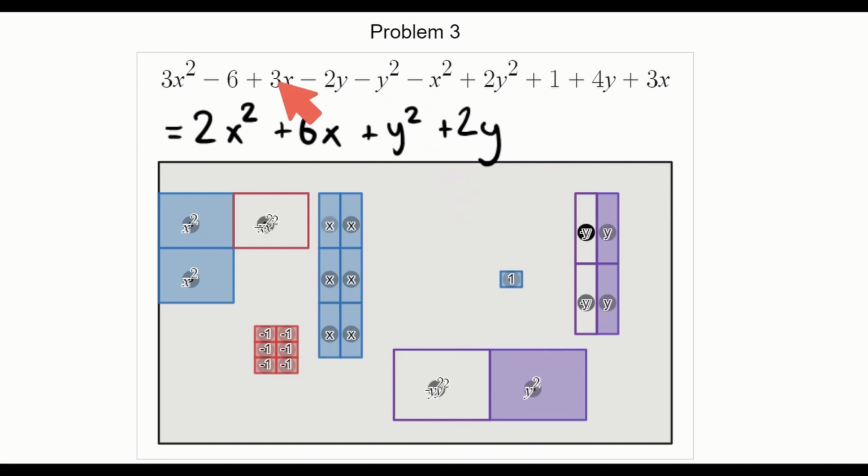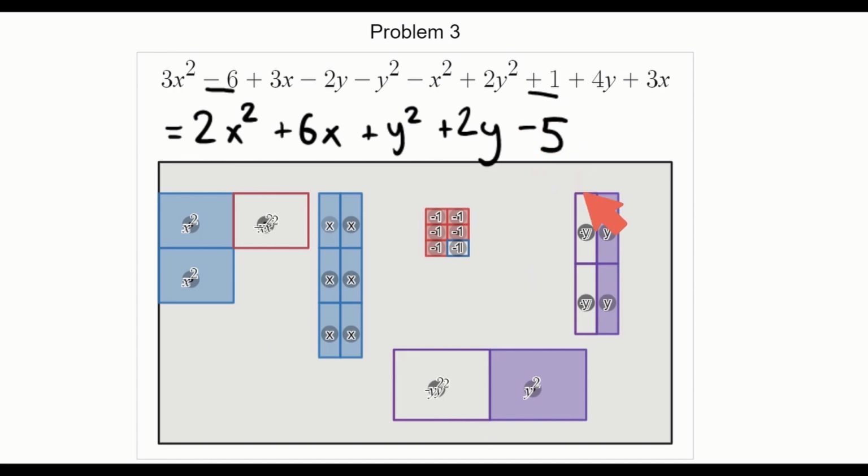Finally, let's deal with our 1's. We have a negative 6 and we have a positive 1. So what's negative 6 plus 1? Notice that these are opposite signs, so they're going to cancel out. And since we have more negatives, our final answer is going to be minus 5. So altogether we have 2x squared plus 6x plus y squared plus 2y minus 5.